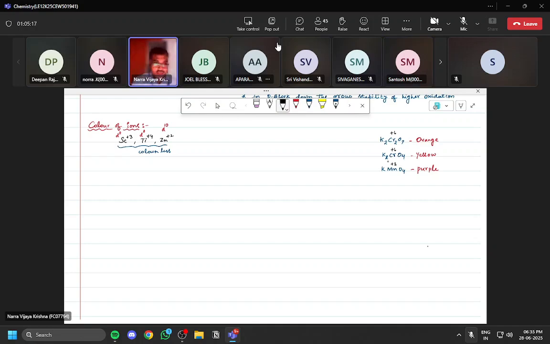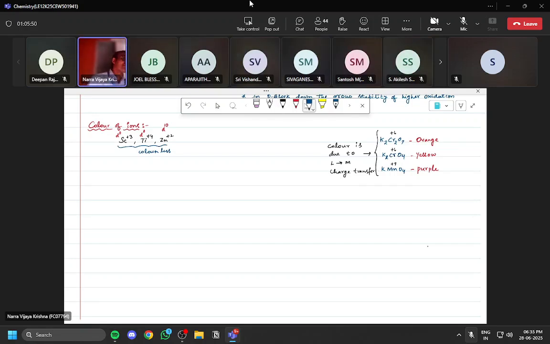No, +7. No unpaired electrons, but they are showing color. In these cases, color is due to ligand to metal charge transfer. Any questions in this? Right?